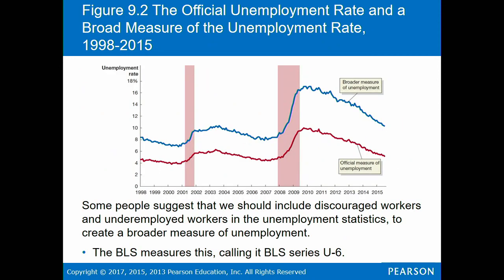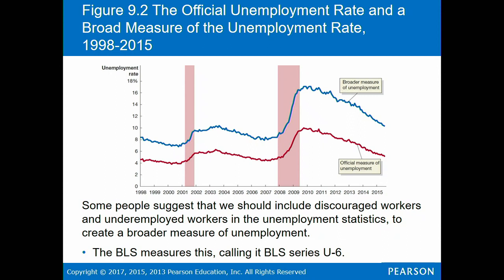So some people think we should include discouraged workers. We should include underemployed workers in the official unemployment statistics. They think that the official U3 rate that we talk about is too restrictive. So there's other measures of unemployment. The most broad measure is called U6. This includes discouraged workers as part of the denominator term, and it includes underemployed workers as unemployed workers. So we have this broader measure of unemployment.